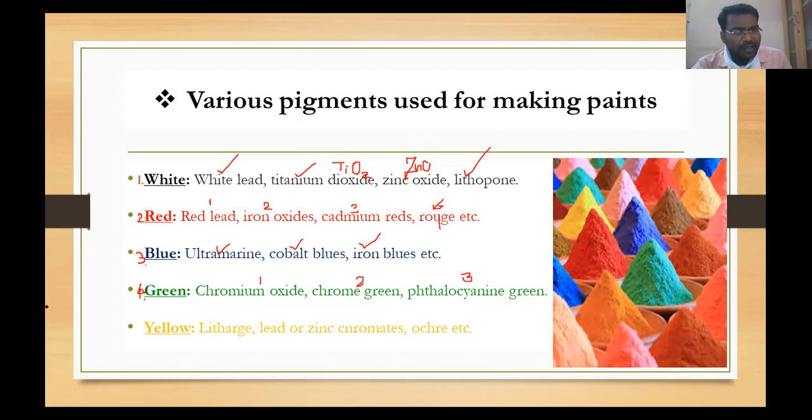Then the next type, for making the yellow color pigment, yellow color paint, some pigments are used, and for that the litharge is one of the important pigments for making the yellow color. Then lead or the zinc chromate. Basically these zinc chromate, litharge, and the leads are the pigments that can produce the yellow colors. For making this yellow color, these pigments are used.